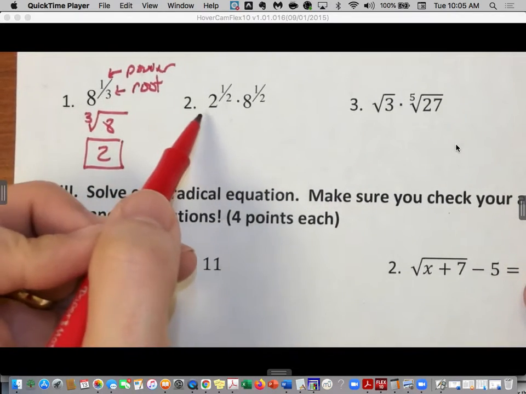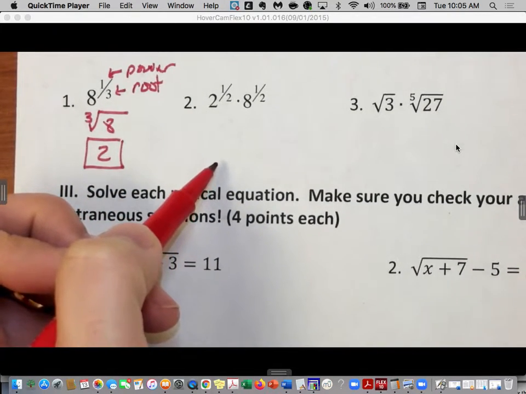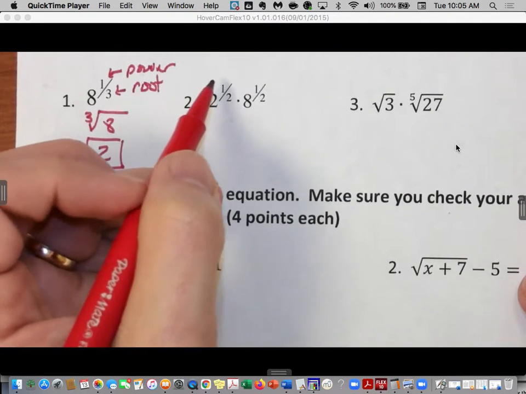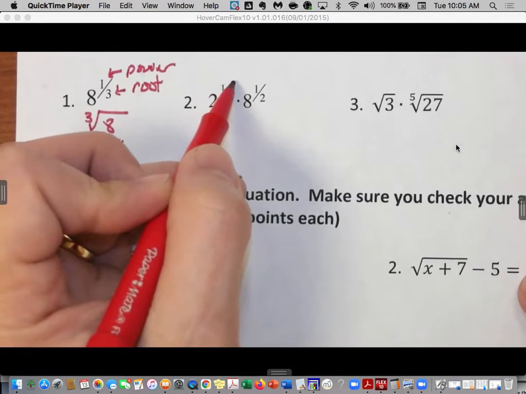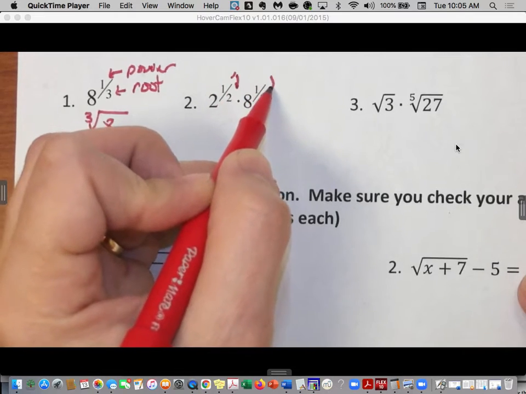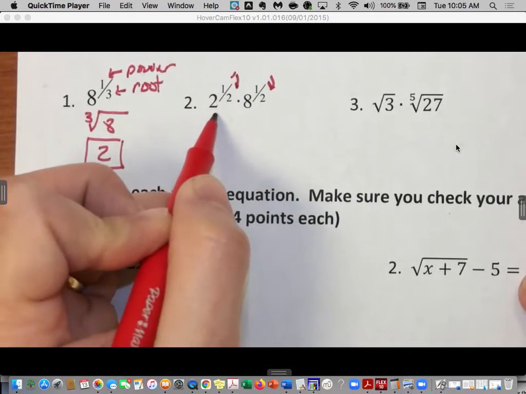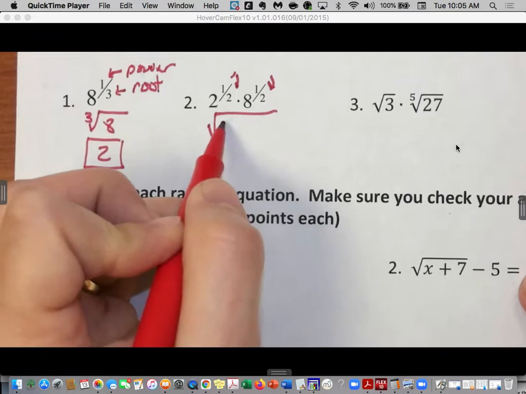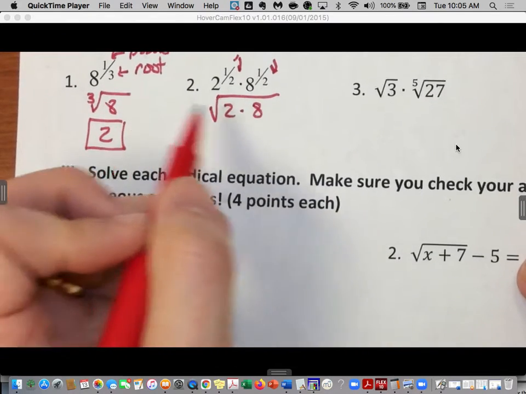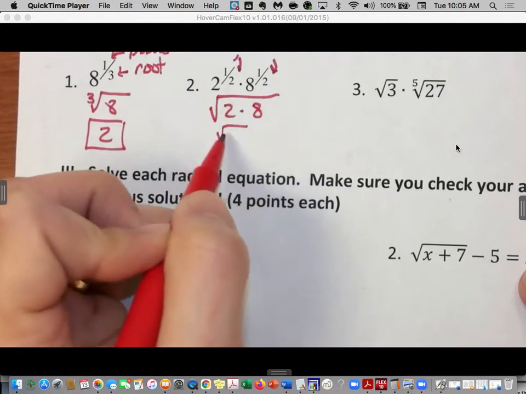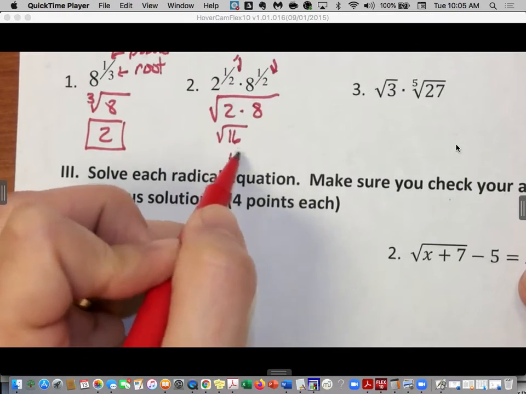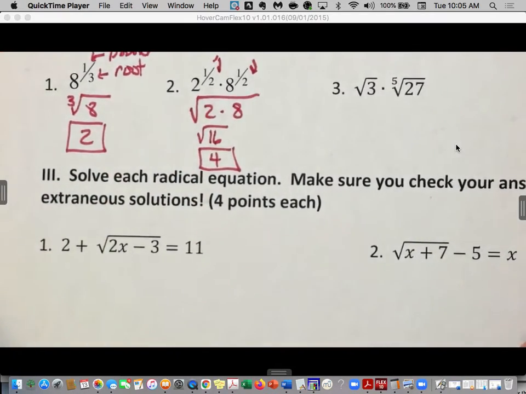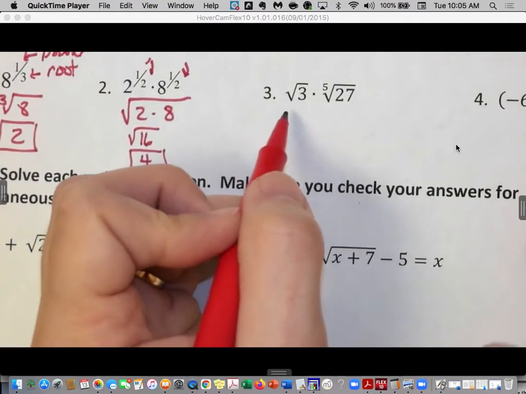Now, there's several different ways to do number 2. The way I would like for you to look at this is to notice that the roots are the same. Okay, these are both square roots. So put it underneath. Isn't that going to be 2 times 8? Well, the square root of 2 times 8 is 16. Square root of 16 is 4. And you're done. Now, this one is a little bit harder.